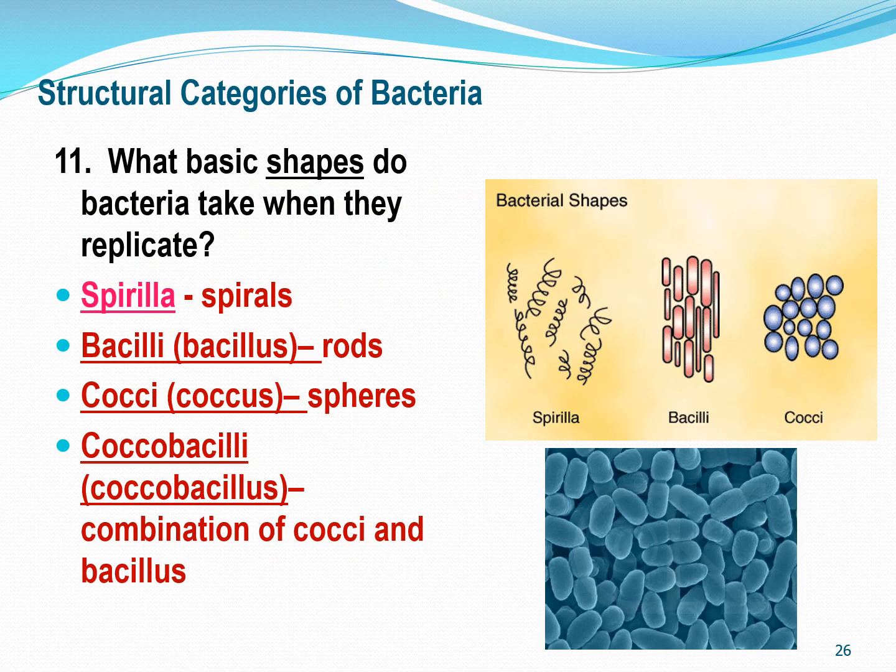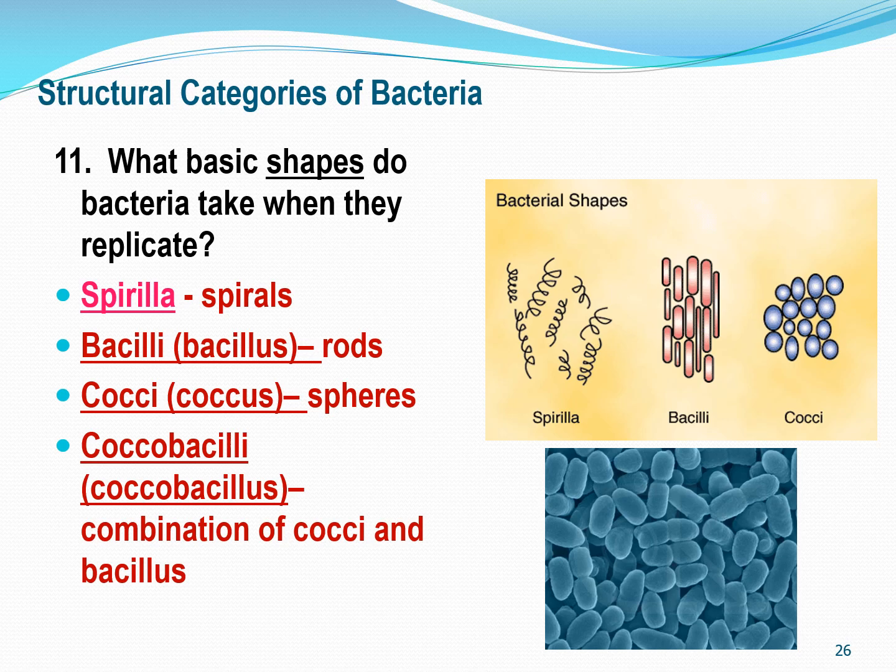Okay, now let's talk about structural categories for bacteria. What basic shapes do bacteria take when they replicate? Over there, pictured on the far right-hand side, we see the spirilla that look like little spirals. You see the bacilli that look like little rods, and you see the cocci that look like little circles. And that's pretty much what they are.